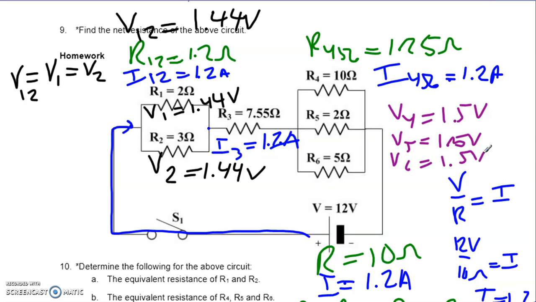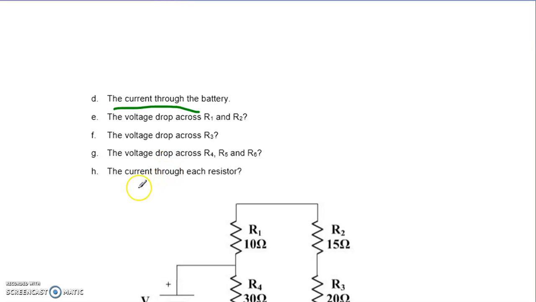Okay, and then you could figure out V3, and then the last thing that you need to do for this problem after you figure out those voltages is figure out the current running through each resistor. So I'll leave that for you guys to do on your own. Let me know if you have any questions.